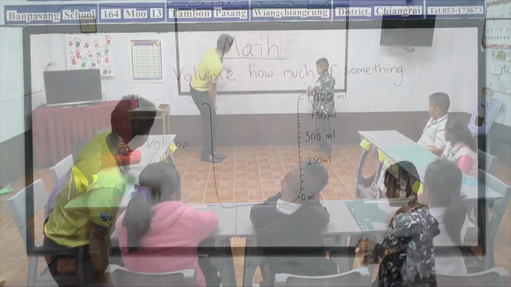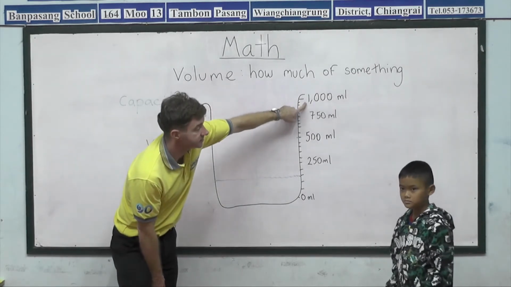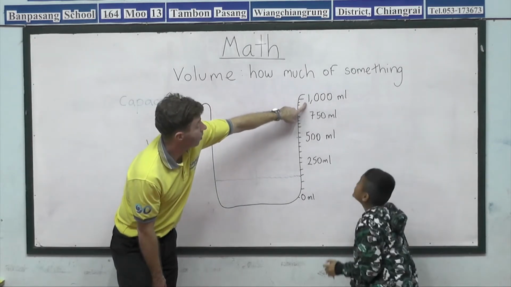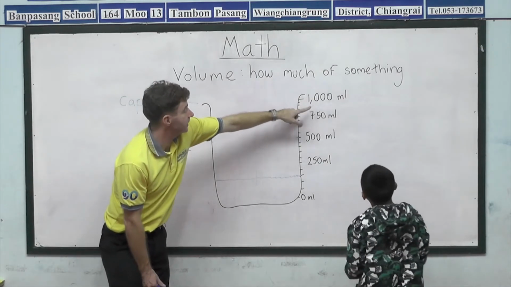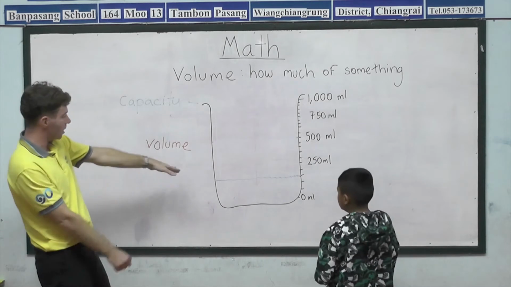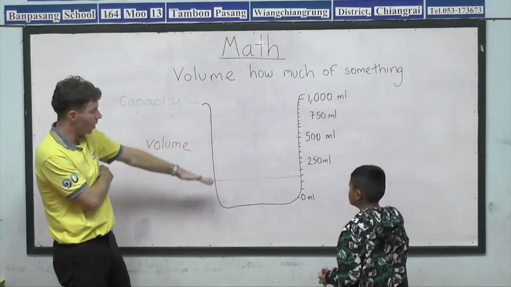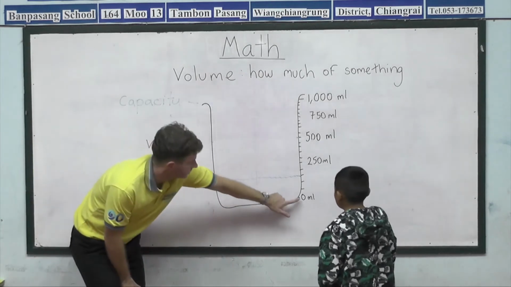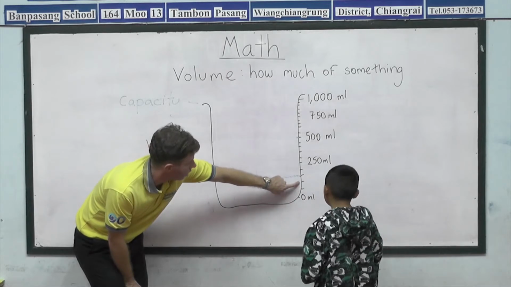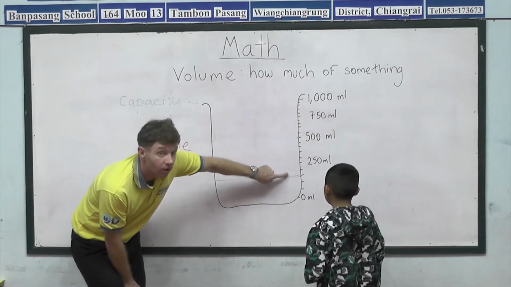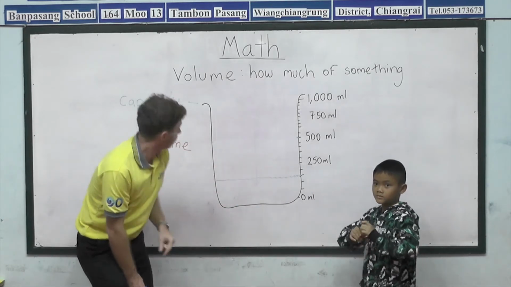So Chu, what's our capacity? Capacity never changes. Capacity is 1,000 milliliters. But where's our volume now? It's not at 500 anymore. It's lower. 0, 50, 100, 150. 150 what? milliliters. Okay.